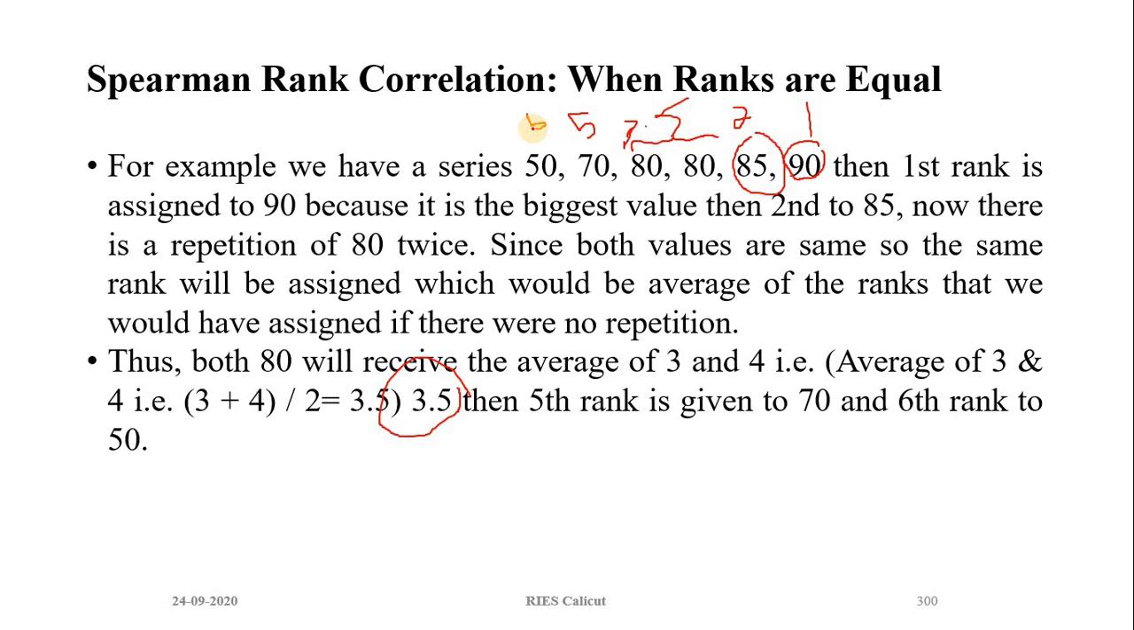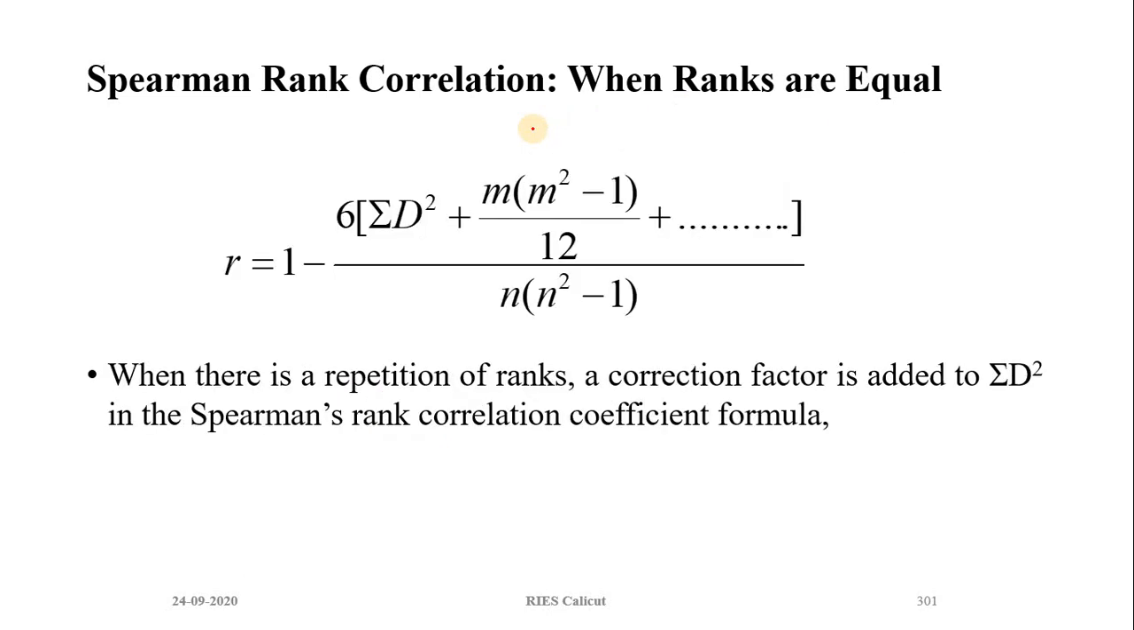This way we can overcome the issue of repeated ranks. After making such a correction in your ranks, you have to correct your equation also. How can you correct the equation? It is 1 minus sigma d square plus a new correction factor. What is this correction? m into m square minus 1. What is this m? How many times a single value is repeating, that will be your m.